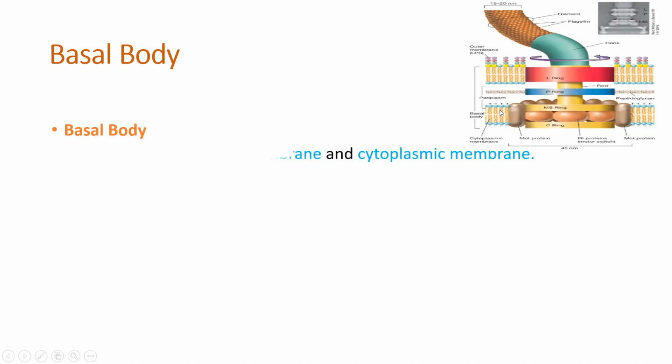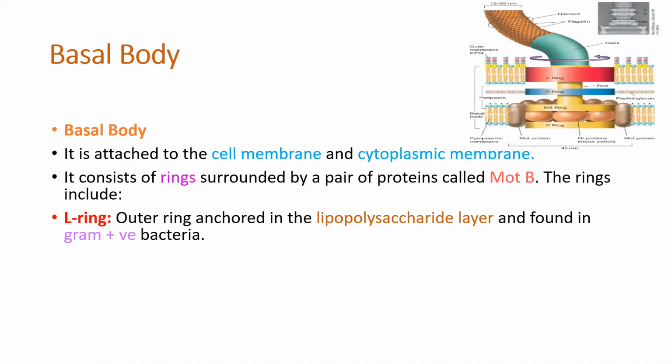Look at here. First one, L ring. This is the outer ring, anchored in the lipopolysaccharide layer and found in gram-positive bacteria. This is the gram-positive bacteria outer ring. It is made up of a lipopolysaccharide layer. Lipo means lipid. Poly means many. Many polysaccharide layers. This is the lipid layer structure.